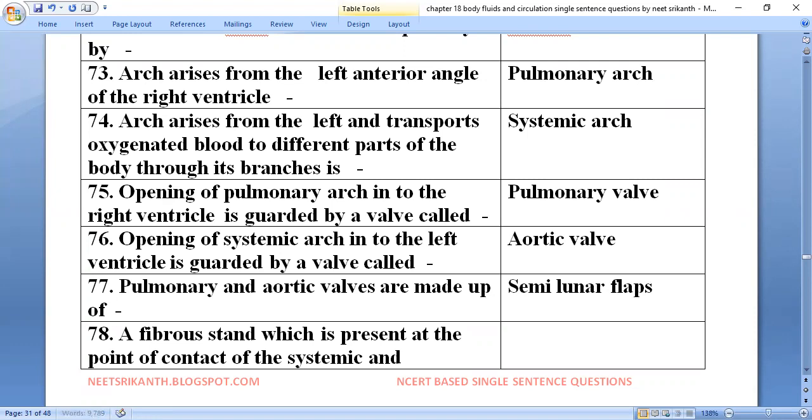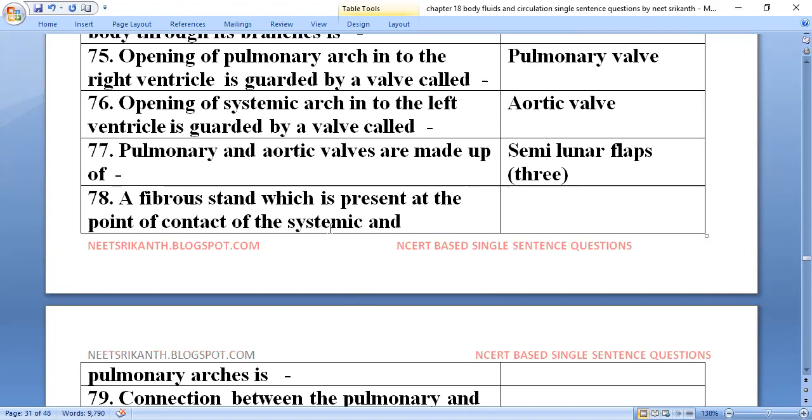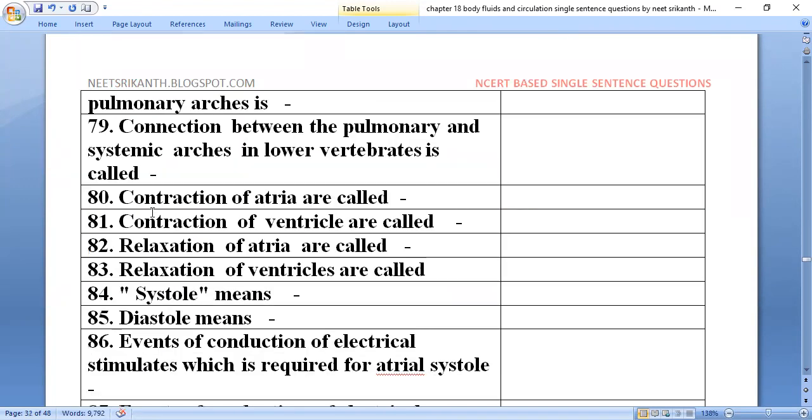Both pulmonary and aortic valves are made up of semilunar flaps. There are three semilunar flaps in the pulmonary valve and aortic valve. A fibrous strand present at the point of contact of the systemic and pulmonary arch is the ligamentum arteriosum. Ligamentum arteriosum is non-NCERT, just for information. The connection between the pulmonary and systemic arches in lower vertebrates is called ductus arteriosus.